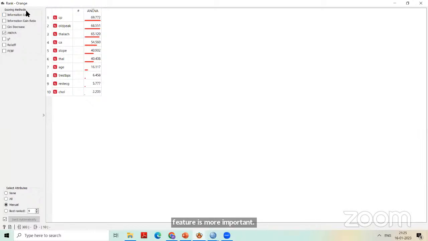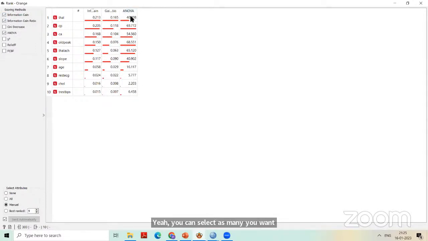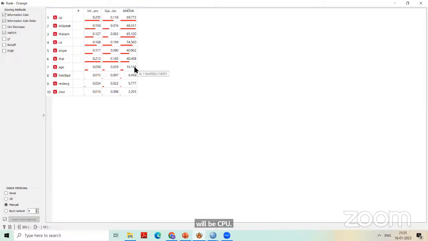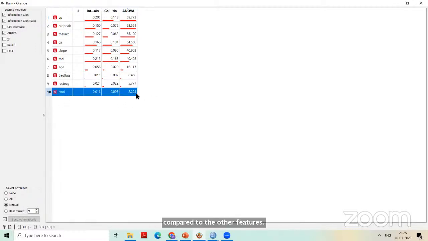Here there are many scoring methods available in the Orange tool: ReliefF, chi-square, Gini, then information gain ratio, information gain. You can select as many as you want, but we are interested in ANOVA because we have performed ANOVA. And if I click on ANOVA, I get the features in descending order. The feature which has the highest value is CP. Then we have seen that age has less importance, with an F measure of 16.11. So it has less importance as compared to the other features. While cholesterol had 2.23, so it has the least importance. It has no importance for predicting heart disease.